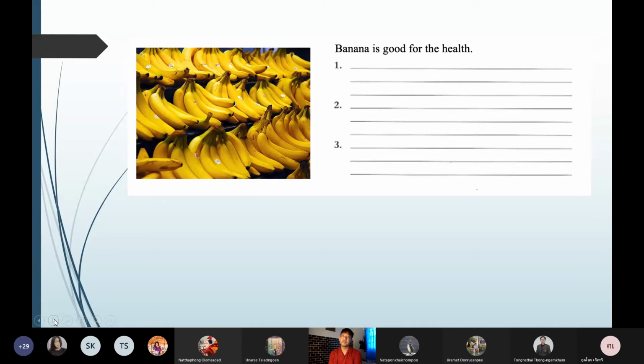Another example, banana is good for the health. Okay, so your topic is all about banana is good for the health. So you could give main point 1 and give details. For example, number 1, it is rich in potassium. Right? For example, if you eat banana, then you could get a lot of potassium that the body needs. Right? Number 2, it is full of vitamins.